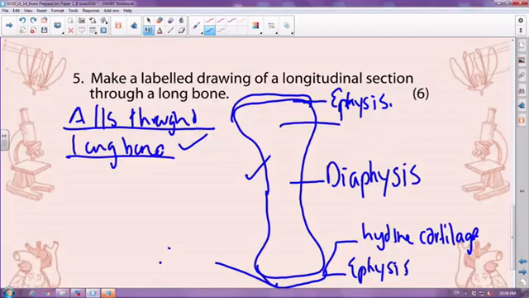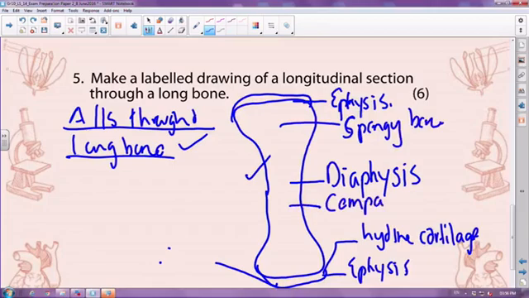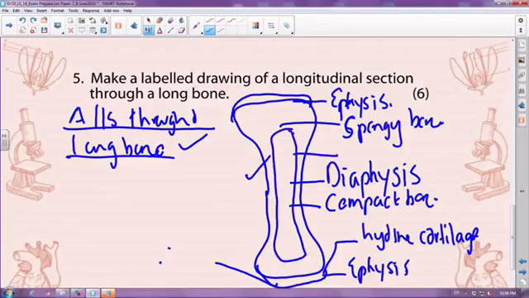In the ends, the epiphyses, what do I have? I have spongy bone. What do I have in my diaphysis? Compact bone. And what do I need to add to my diagram? I need to have my bone marrow, or my medullary cavity. I'm going to put there bone marrow running through the center of my bone.